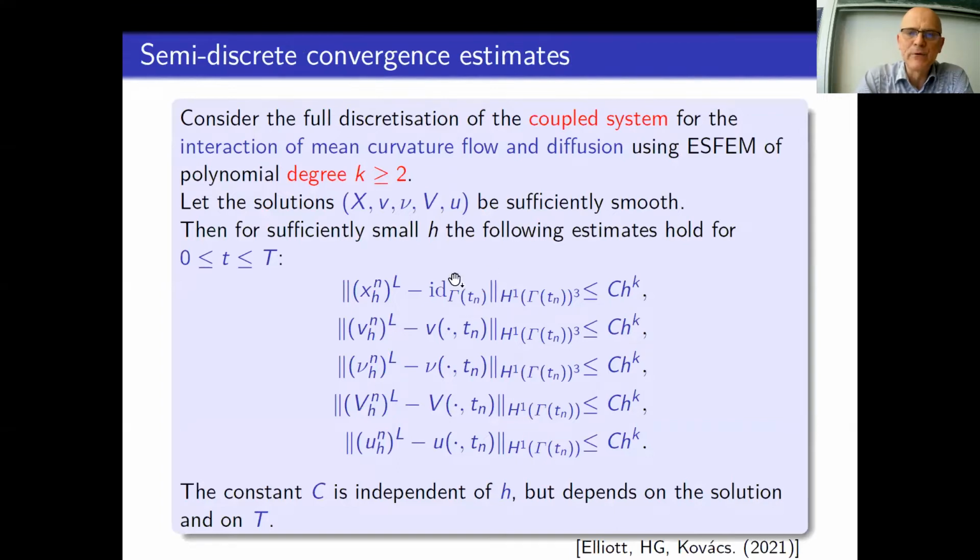And what we have here are the different quantities. X is, let's say, a position vector. V is a velocity vector. Nu is a normal velocity, and for these quantities we get order k convergence. Here I should say this is an analysis of a semi-discrete method that we discretized in space, but in time we are still continuous.